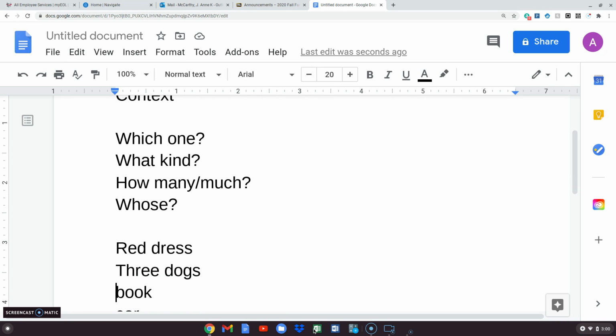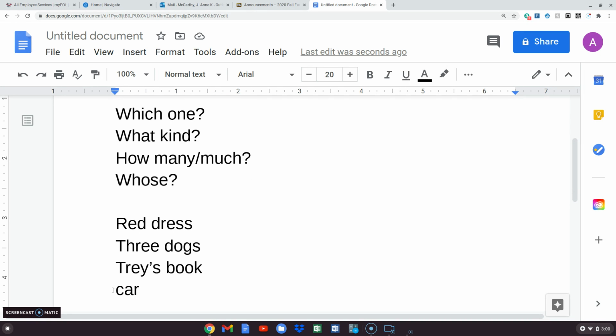If I have a book and it belongs to someone, so if I have Trey's book, notice the apostrophe S. So we've been doing that to show ownership. I'm not talking about Trey, I'm talking about his book. So as soon as I put an apostrophe S on it, I've essentially made Trey into an adjective. It is his book. By the way, all of those personal pronouns like his book, her book, as soon as I'm putting that in front of a noun, I'm using it as an adjective because it's describing it. If I have a car, I could have a fast car.